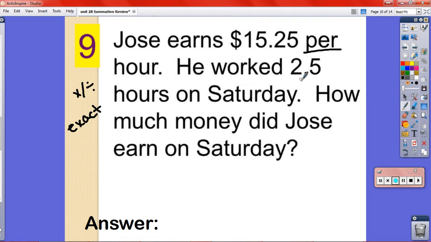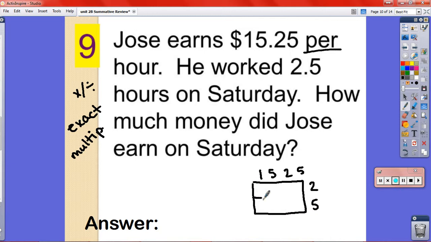So he worked 2.5 hours and it's $15.25 per hour. So I know for 1, I want to know for 2.5. I want to know for more, so I want to know multiplication. So it's 15.25 times 2.5. So I can set it up on a lattice again. I kind of go back and forth between what method I like the most in these videos. For a while I was using grid. But right now this one just seems like it works really well.